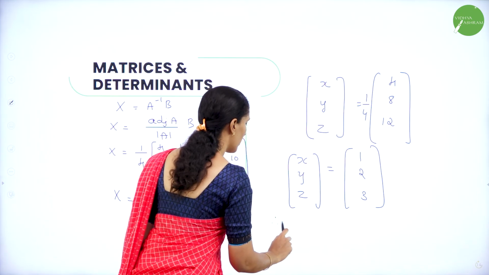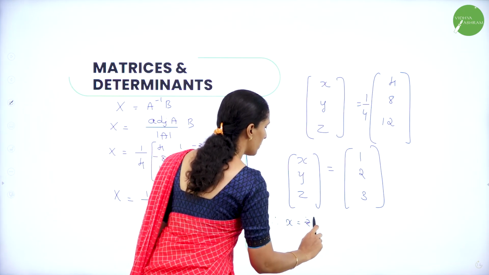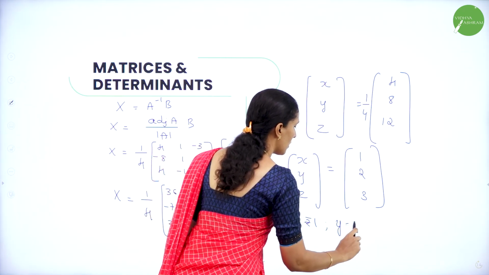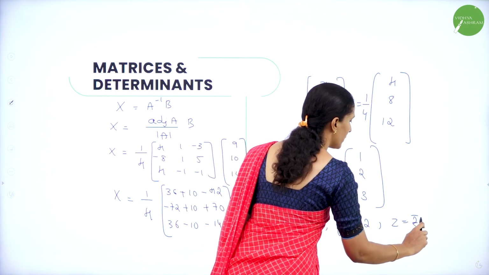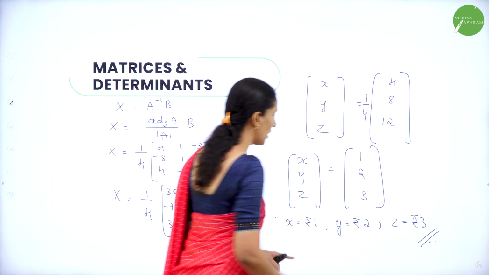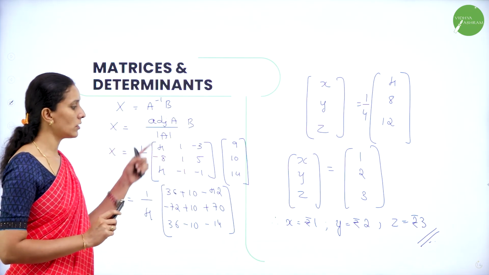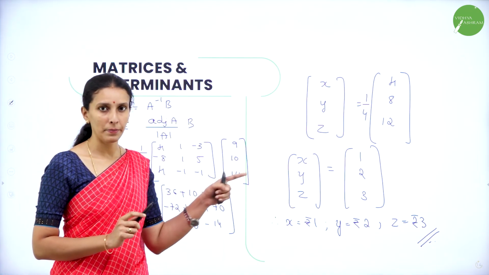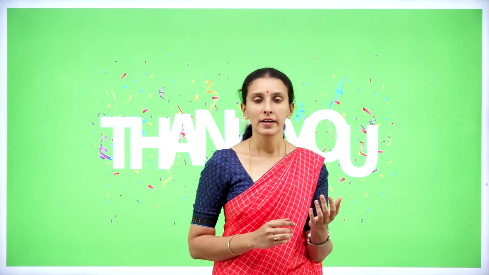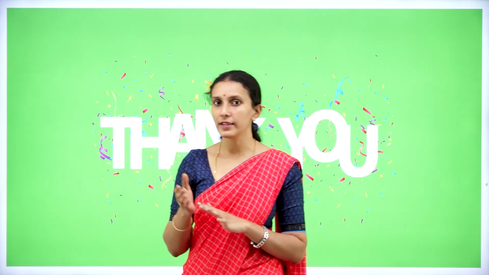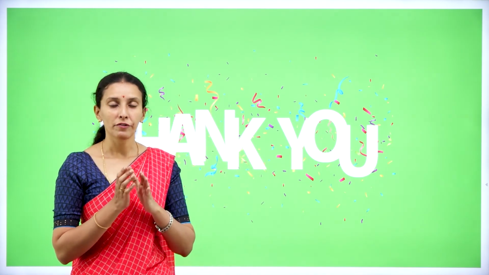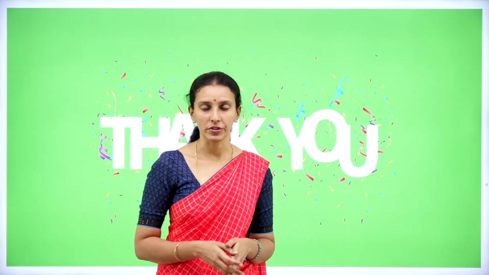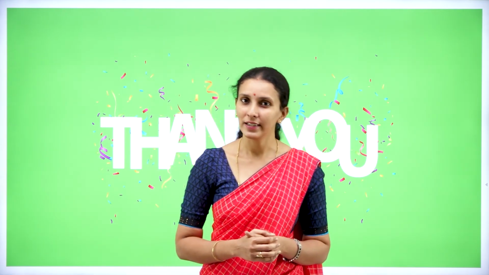So therefore, x is equal to rupee 1, y is equal to rupee 2, and z is equal to rupee 3. So this is the cost of bus fare per child, per senior citizen and per adult. So transforming the data into a matrix and finding the solution of x, y, z by the matrix method is one very important question which is for 6 marks in your examination. This is all about the chapter determinants.